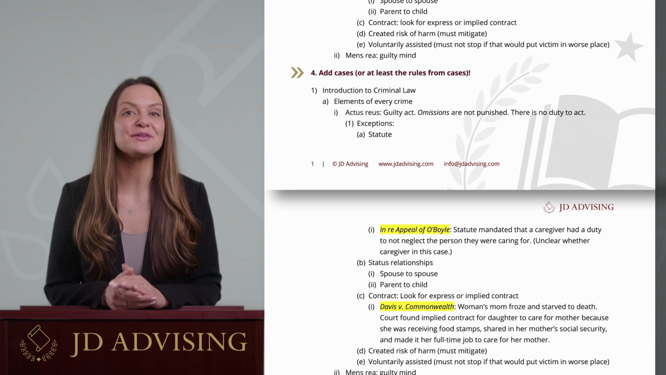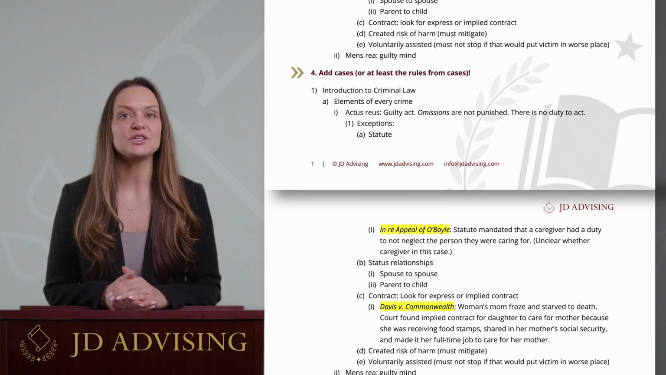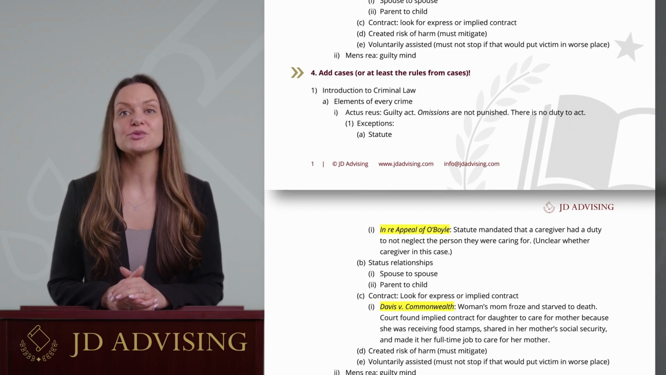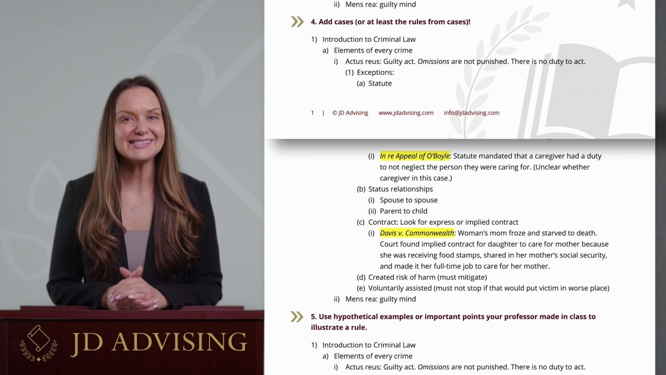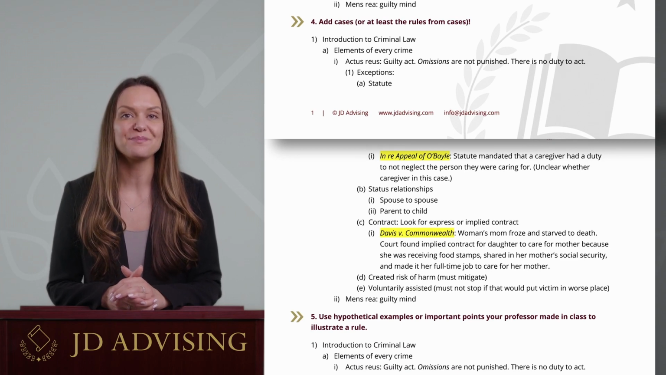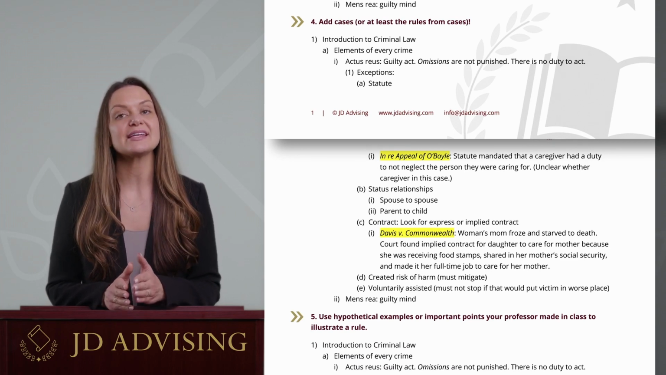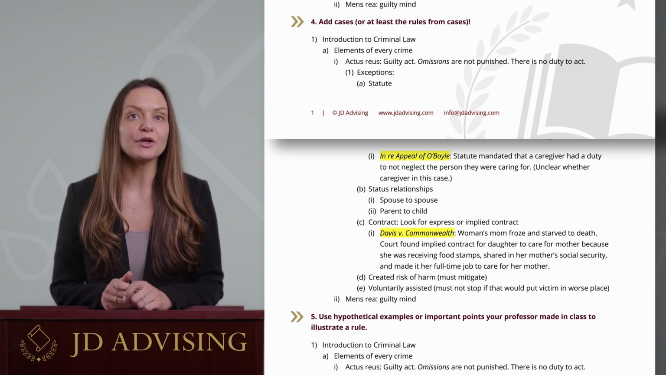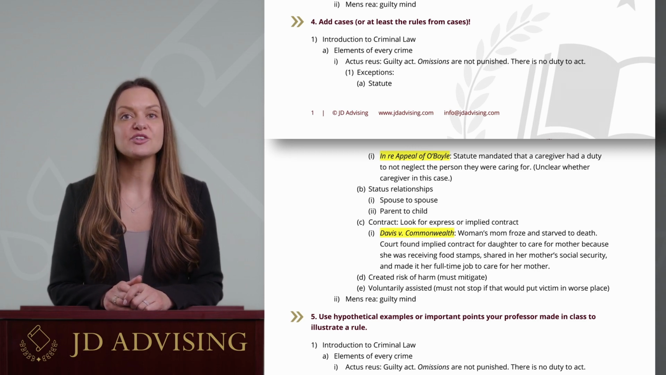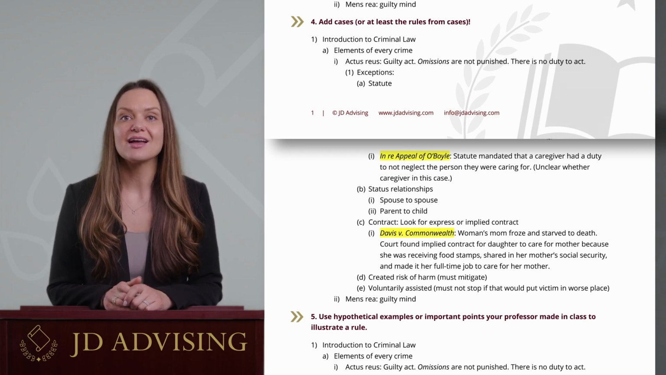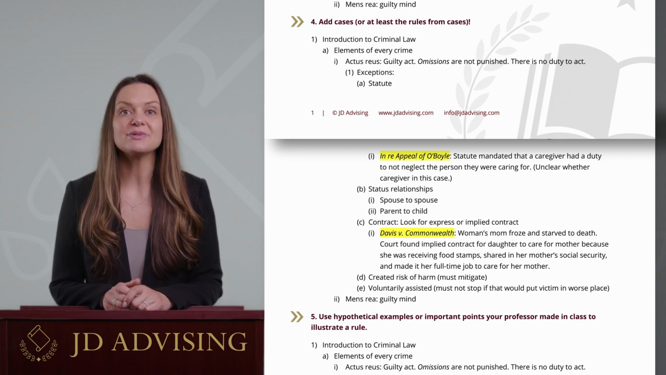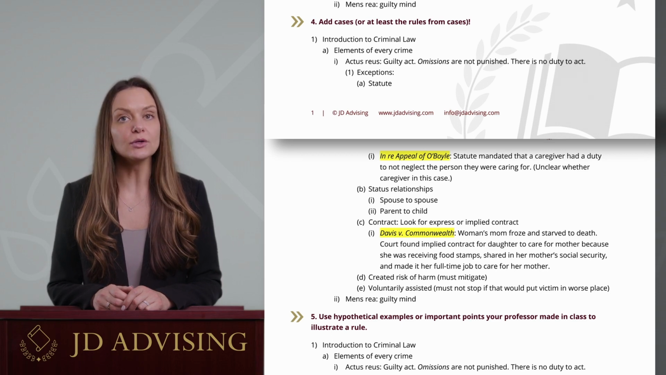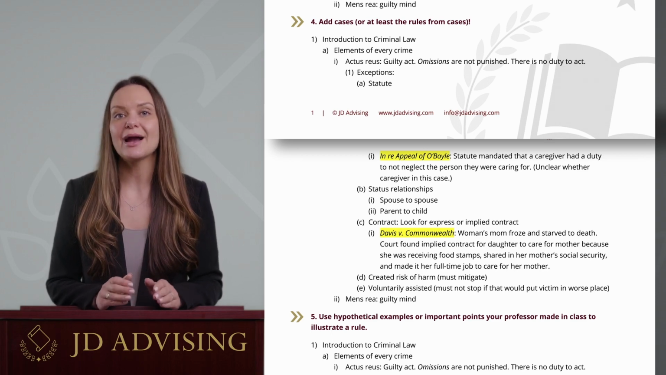Reflecting upon our criminal law lecture and some of the cases that you have had exposure to at this point, we read 2 cases that we can extract rules from. One case is the In re Appeal of O'Boyle. This case is relevant to one of the exceptions to the rule regarding a guilty act. Specifically in the O'Boyle case, we learned that statutes can create requirements for people to act, thus making an omission potentially criminal. So we want to insert the case and the rule we derived from the case into our outline.